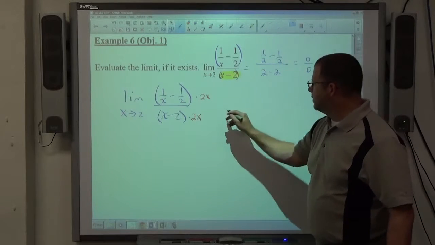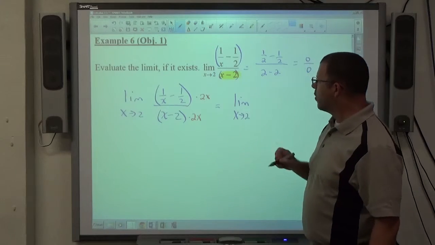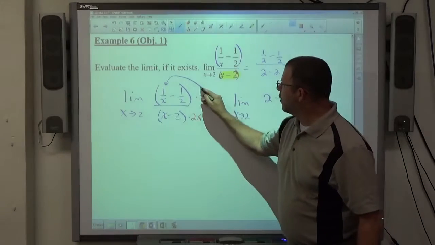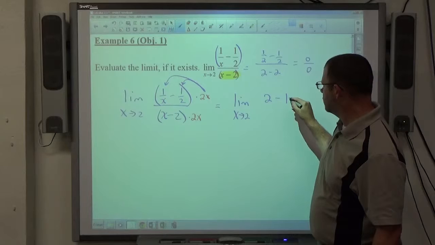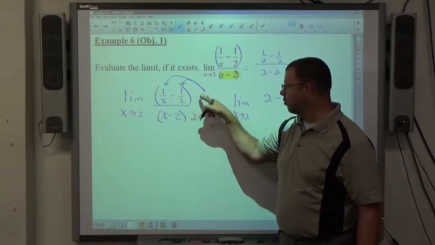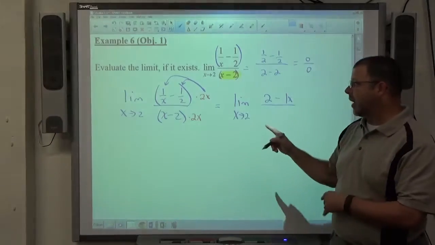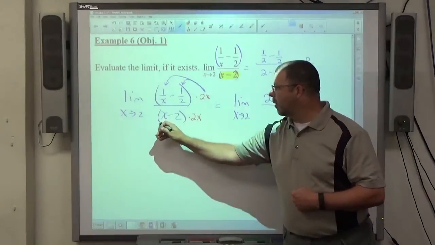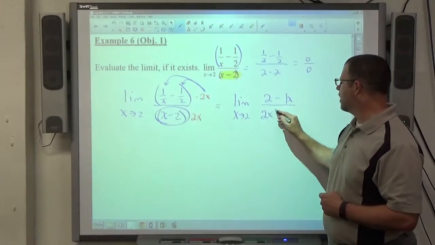Once I do that, we're going to get 2x times 1 over x makes 2. 2x times 1 over 2 is minus 1x. All over x minus 2 times 2x. Now again, I can make that 2x squared minus 4x. I could. But I want to keep this separate, so I'm going to keep it in factor form, 2x times x minus 2.